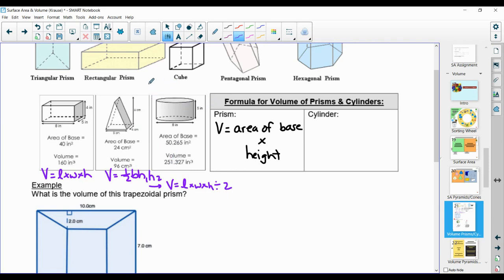And then for a cylinder, volume is pi r squared times height. Area of the base is a circle times the height. So for a cylinder, the volume is pi r squared times height. So it's still area of base times height. Again, we just give it a special name.